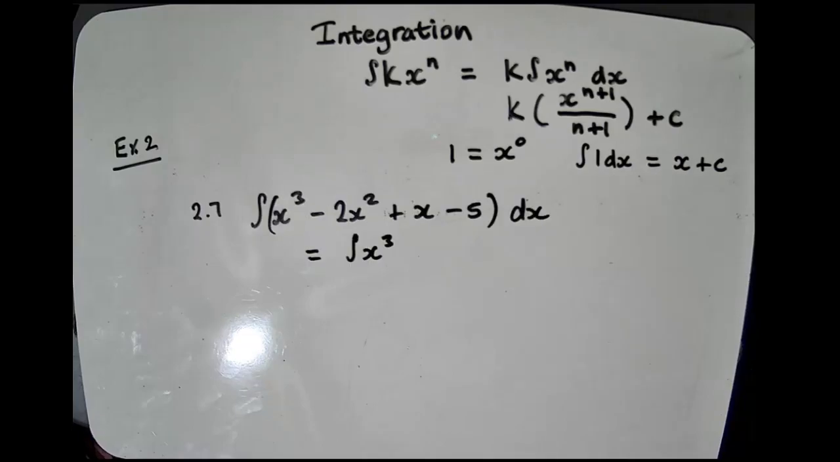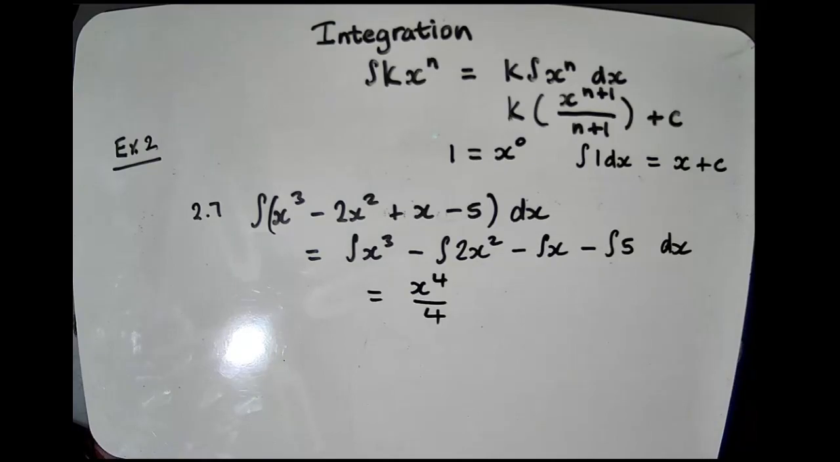2.7, right? So our first term there is x cubed, so it's the integral of x cubed minus the integral of 2x squared plus the integral of x minus the integral of 5. Seems like I made a mistake with the question here. Okay, we're going to need to correct this one. Anyway, I'm just going to use it with a negative. You can change the sign to a positive.